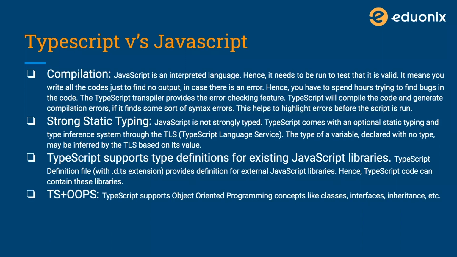Now, the last but not the least would be TS plus OOPs. TypeScript uses the concept of object-oriented programming and is an object-oriented JavaScript. So classes, inheritance, and interfaces, all these are available. That provides reusability and modularity, which helps us to make our code even more modular.